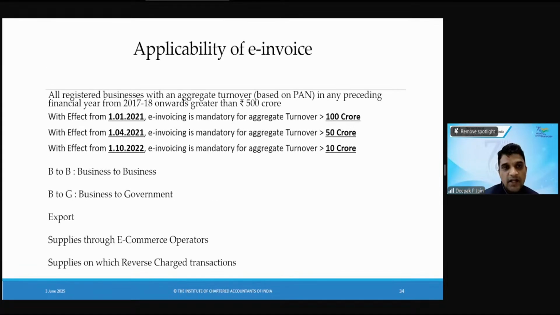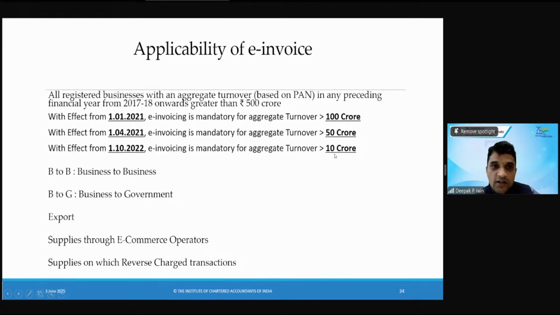Now, whom is this applicable to? All registered persons with an aggregate turnover crossing 500 crores in any of the years from 2017-18. That got gradually reduced from 500 crores to 100 crores, then 50 crores and 10 crores.